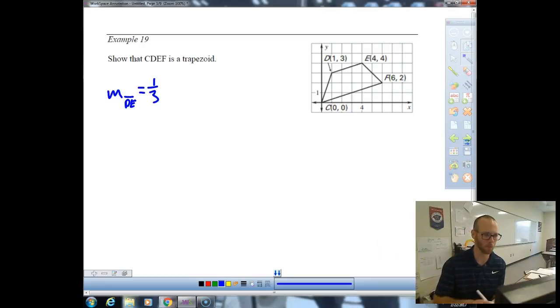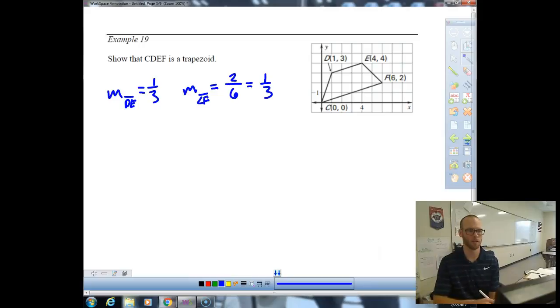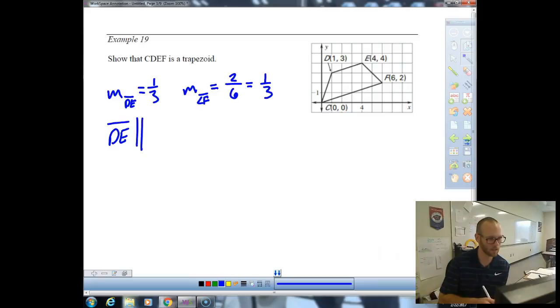Okay, how about the slope of CF? Well, just using rise over run, I can see that we are up 2 and over 1, 2, 3, 4, 5, 6. Okay. 6 over 2, that's 1/3. So take a look, DE and CF have the same slope, that means they're parallel. DE is parallel to CF.